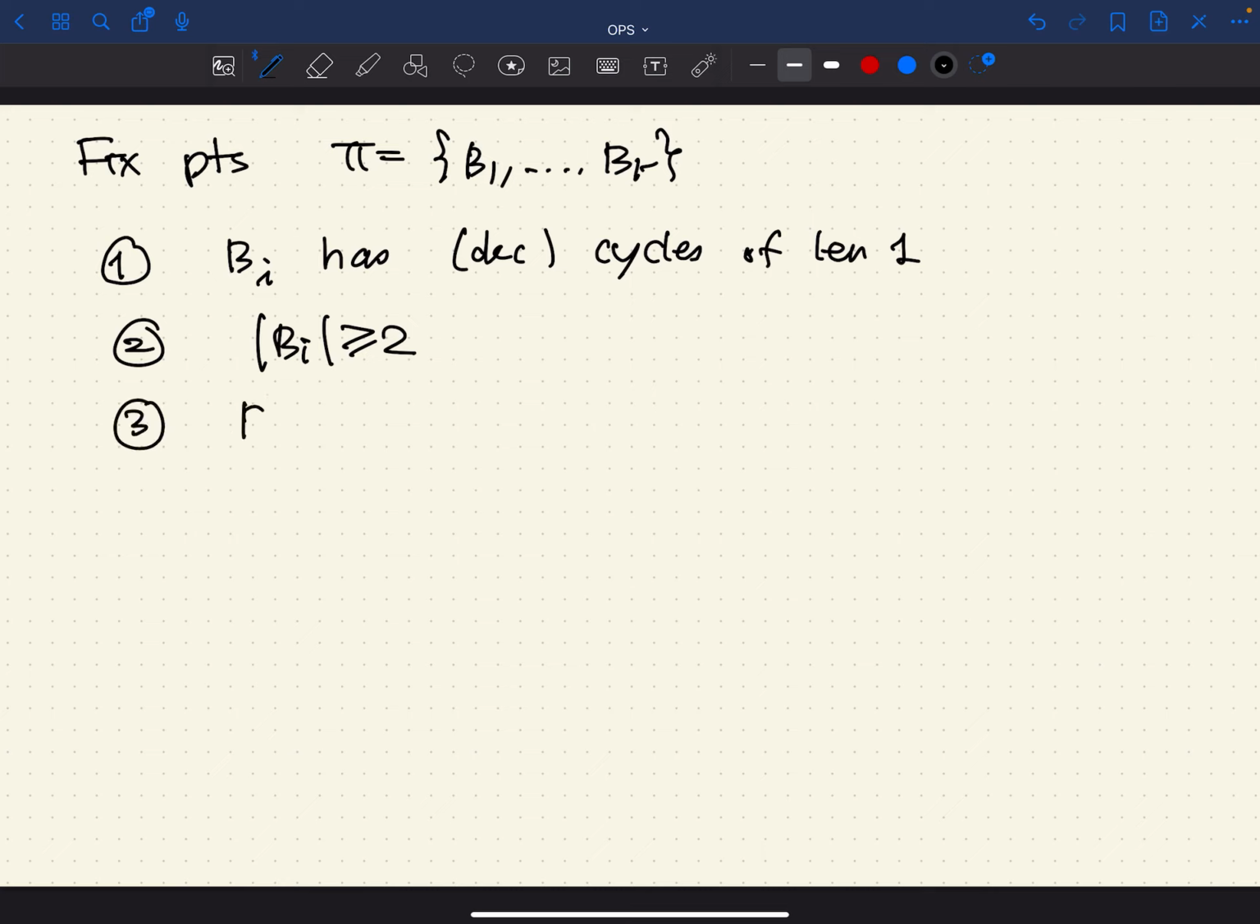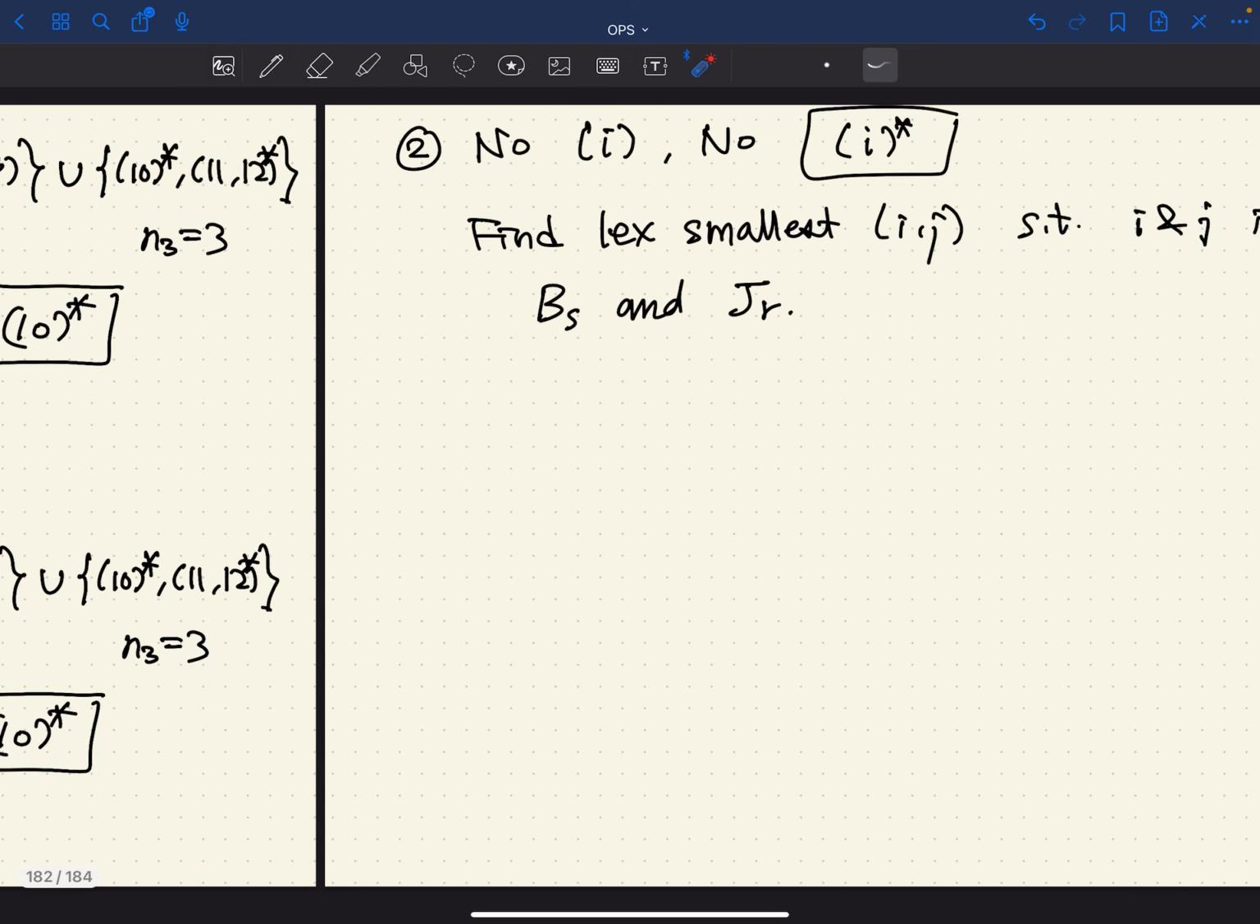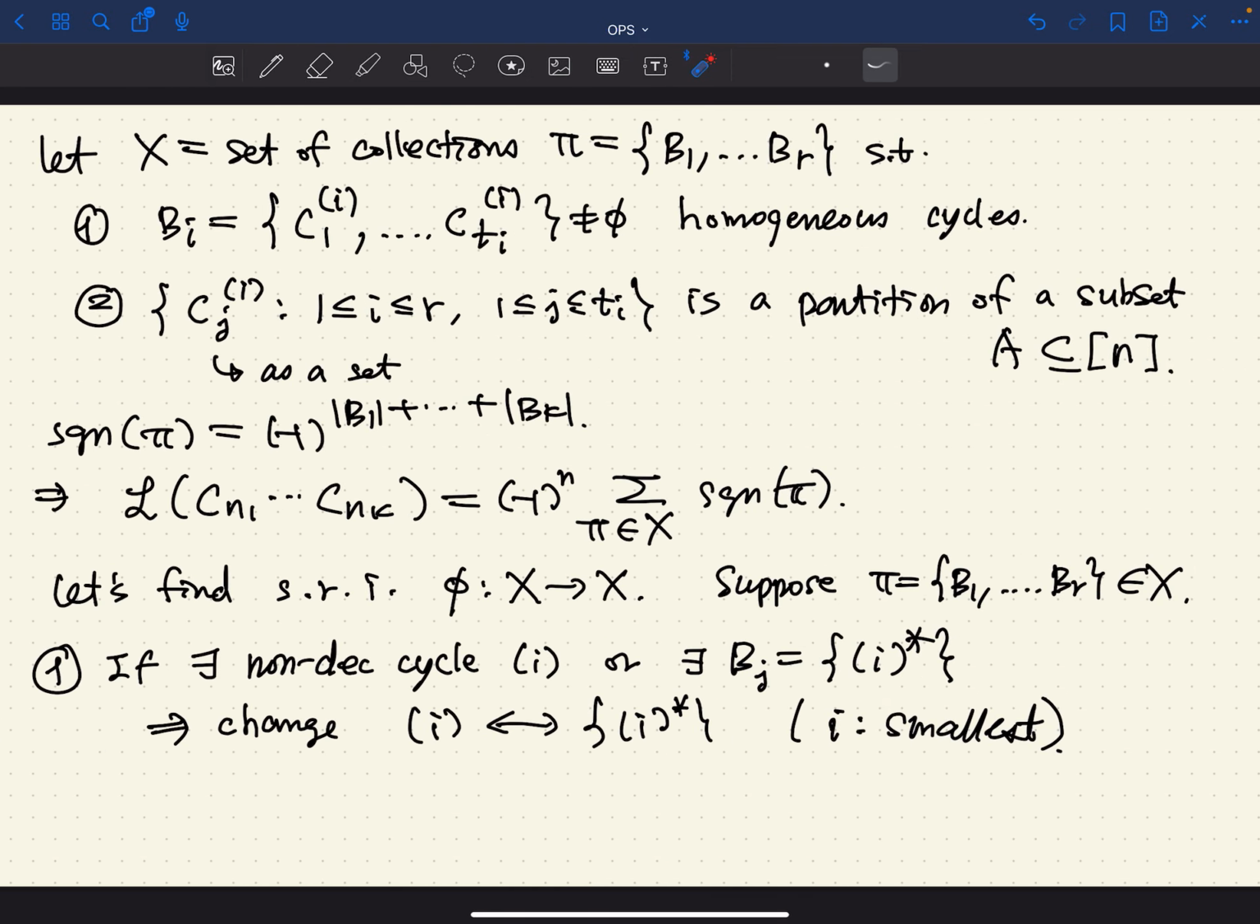And B_i ∩ J_j has at most one element for all j. So if you combine all of this, you will get the exact description that we have over here.